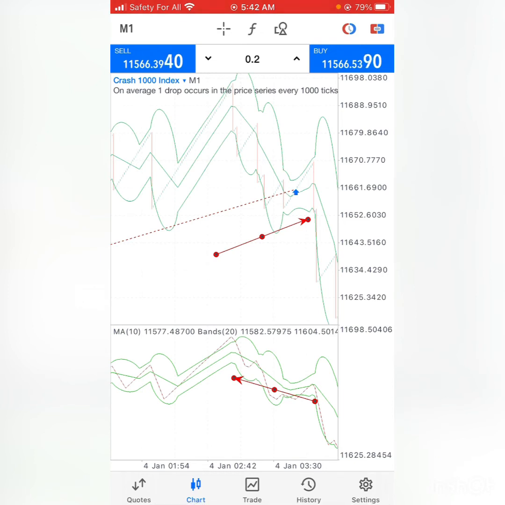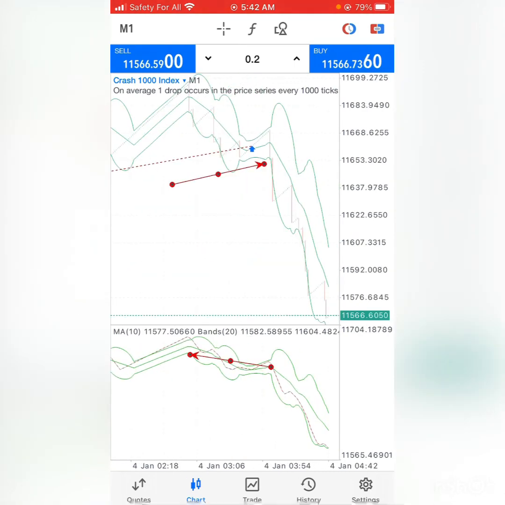Now, these are things that you need to understand when trading on Boom and Crash markets. Don't forget, you can always reach me for clarification. You can chat me up on WhatsApp. You can join my Telegram group.